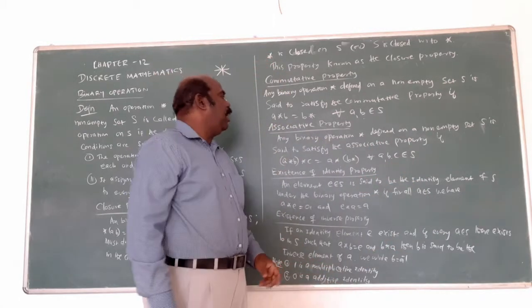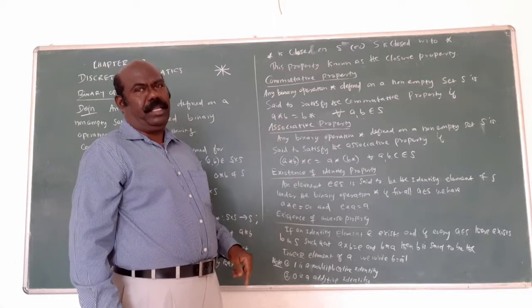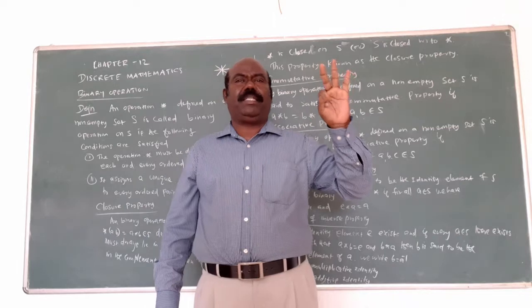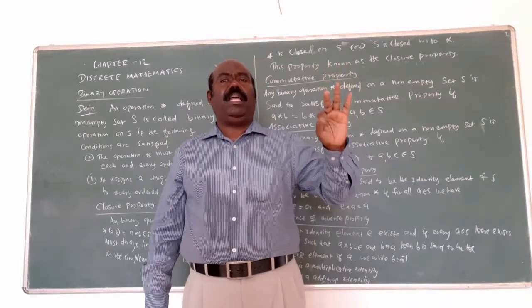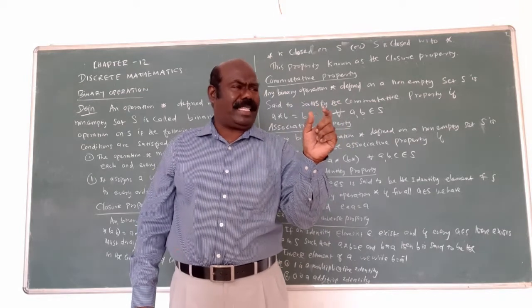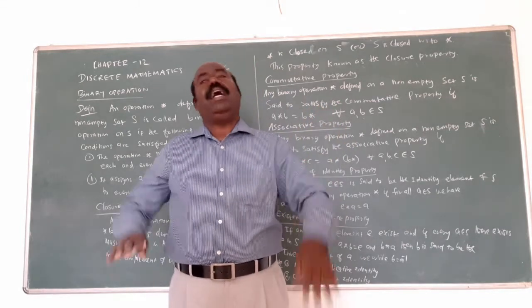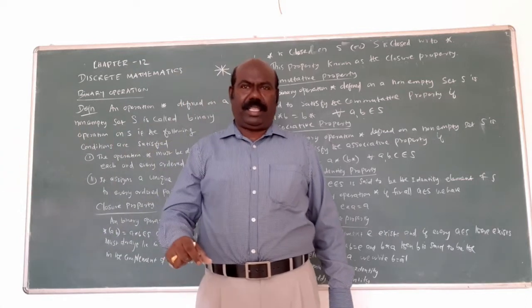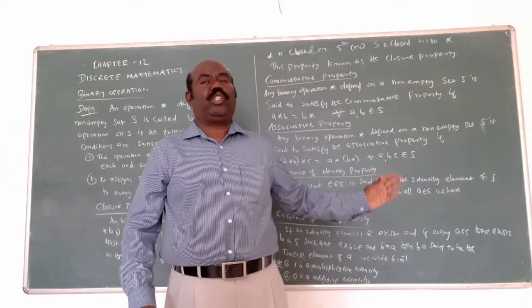Then third one, associative property. Associative property means you take three elements a, b, c belonging to that particular set. Now you first find a star b, then star c. On the right hand side, first find b star c, then star with a. If both are equal, it means the associative property is true.